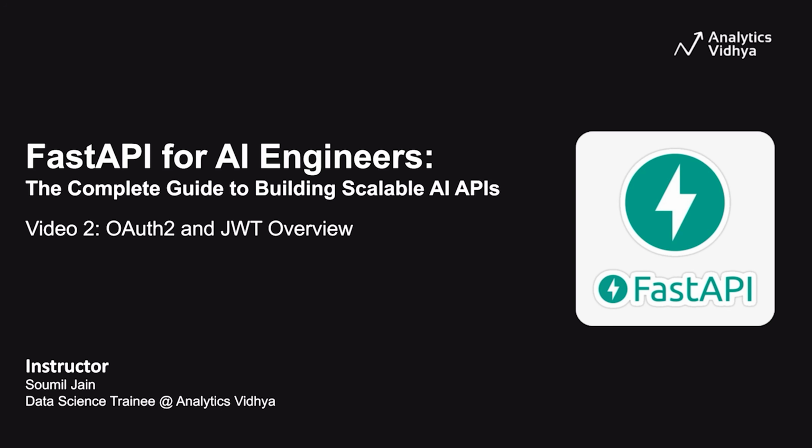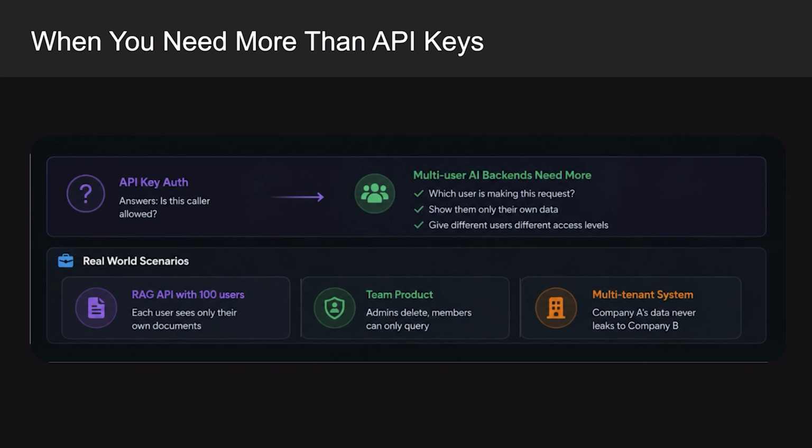In this video, we cover what a JWT is, how the auth flow works, and how FastAPI reads a token to identify the user. Let's get into it. Look at the top panel on screen. API key auth answers one question. Is this caller allowed? That's it.